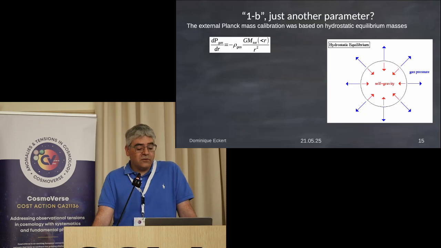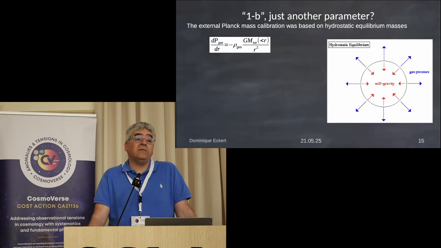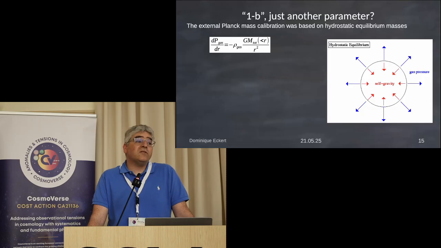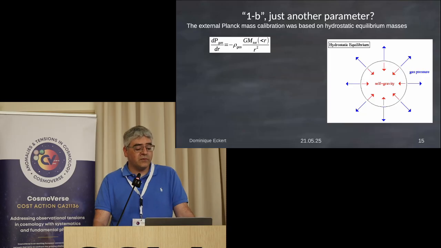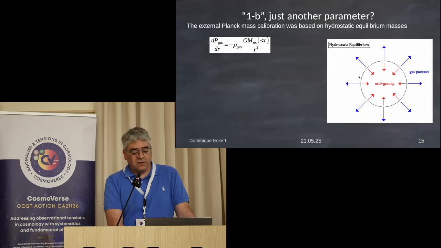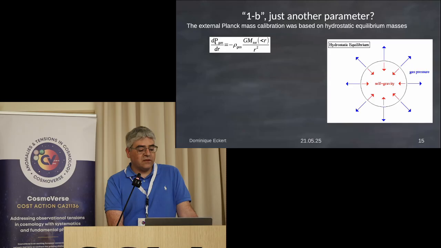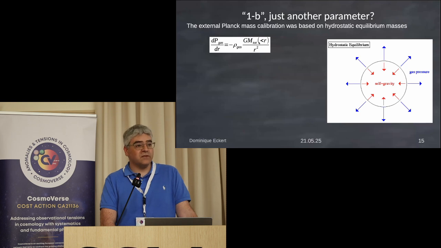So the idea is that what the Planck team did is they used observations of the gas of these systems, and then they assume hydrostatic equilibrium. So they assume that the gas in the system is in equilibrium within the potential well that is set by the dark matter. And then if you do that, then you have the pressure of the gas that you can measure, the density of the gas, and you can reconstruct the total mass. We've heard that already this morning.